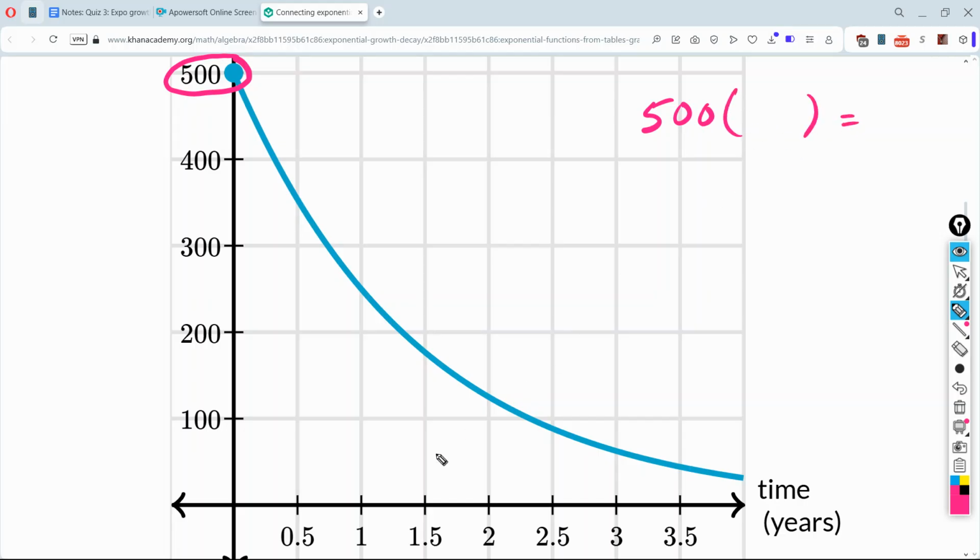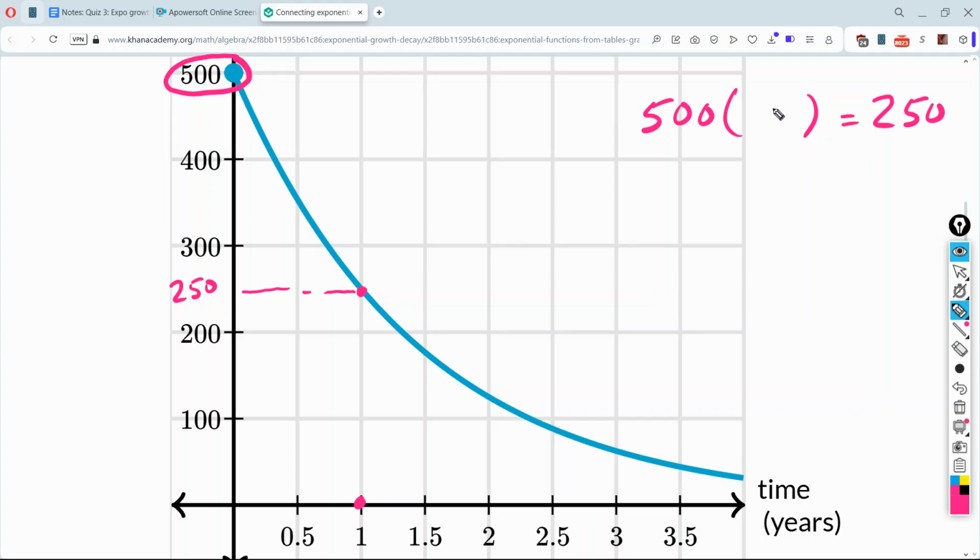And it decreases at x. This is the x-axis. At x equals 1, if you trace this to the graph, the y-coordinate is right here. It's in between 3 and 2. So that's going to be 250. So it starts at 500, and after 1 year, it's down to 250.